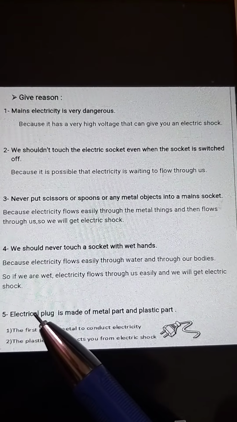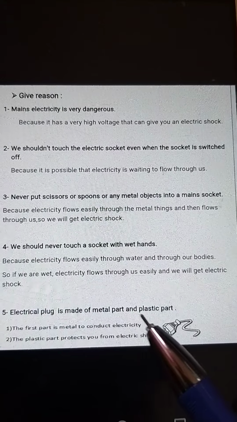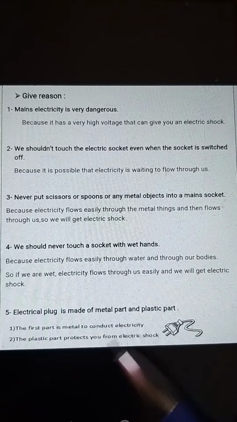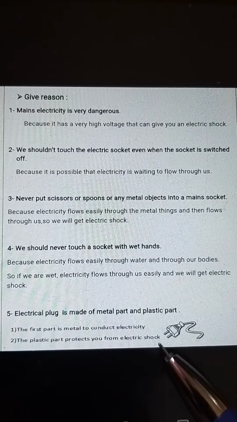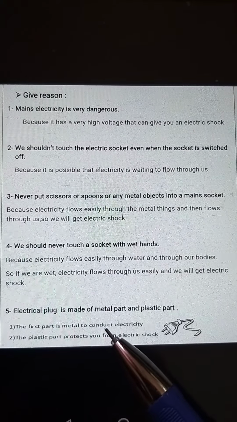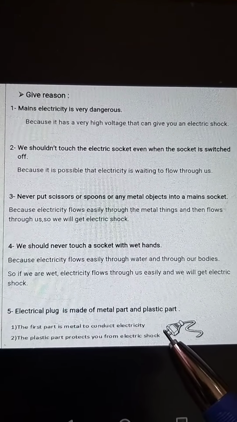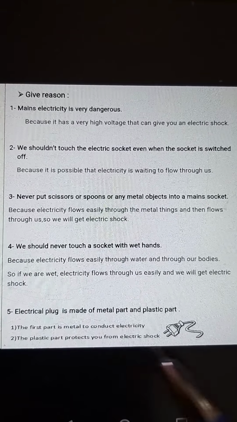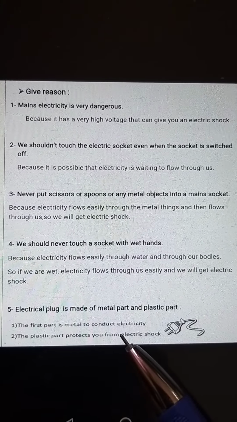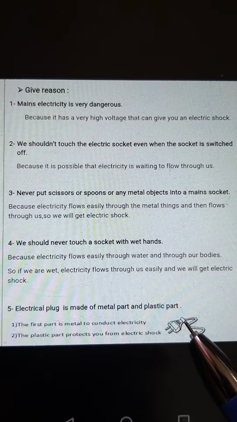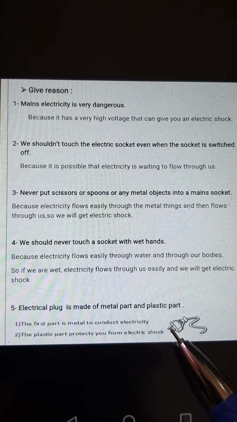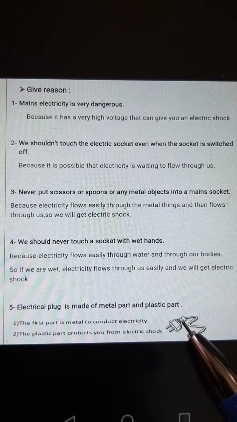Number 5. Electrical plug is made of metal part and plastic part. You remember this? You took this in grade 3. The first part is metal, this part. Why is it metal? To conduct electricity. What is the meaning of conduct electricity? To make the electricity flow through it. And the plastic part here, all of this is plastic part. Why? To protect you from electric shock. When we hold the electric plug, we hold it from this part, not from the metal part. Okay, why? To protect us from the electric shock.